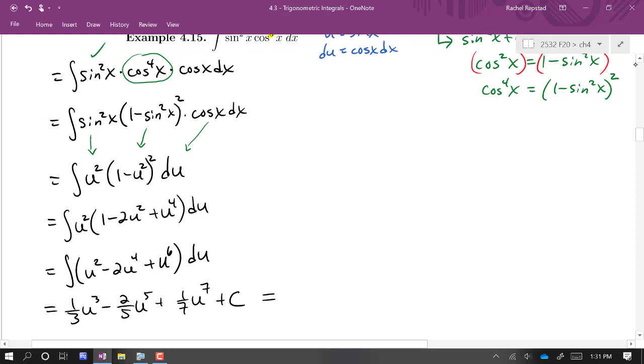We're just going to throw our sine x back in for u. So we get 1/3 sine cubed x minus 2/5 sine to the fifth x plus 1/7 sine to the seventh of x plus a constant.